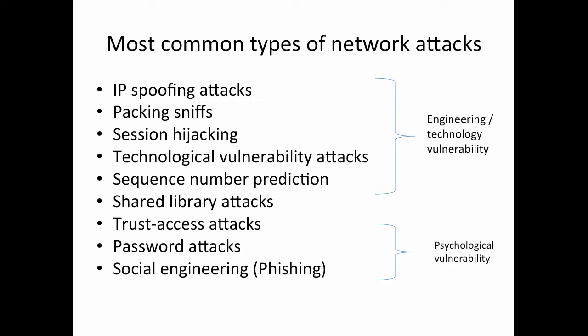Here's a list of common attacks on information or computer networks. Okay, the top ones I would sort of loosely call engineering or technology vulnerabilities. At the bottom, we have psychological vulnerabilities. So at the top, for example, IP spoofing attacks is where a hacker steals an authorized internet protocol, IP, address. This is typically done by determining the IP address of a computer and sort of waiting till no one's using the computer and then using that inactive IP address.